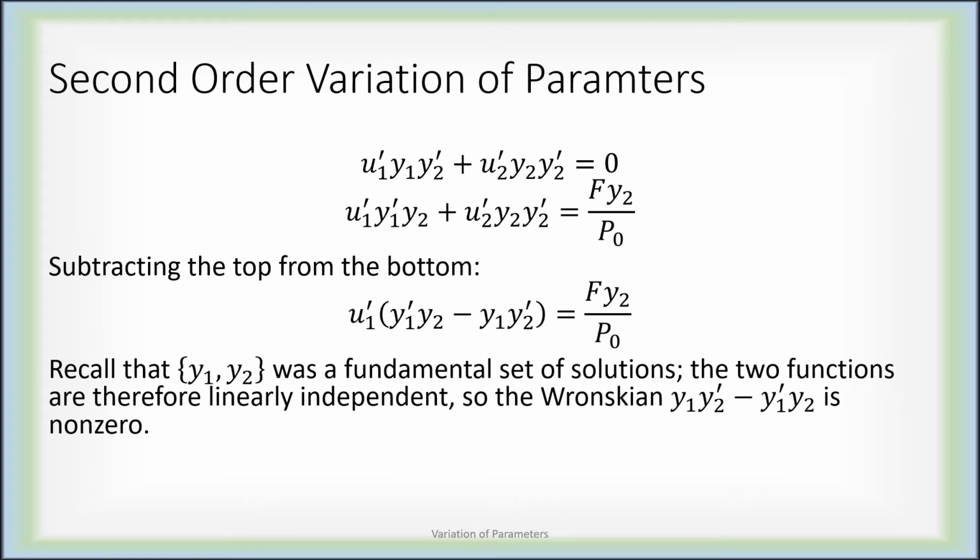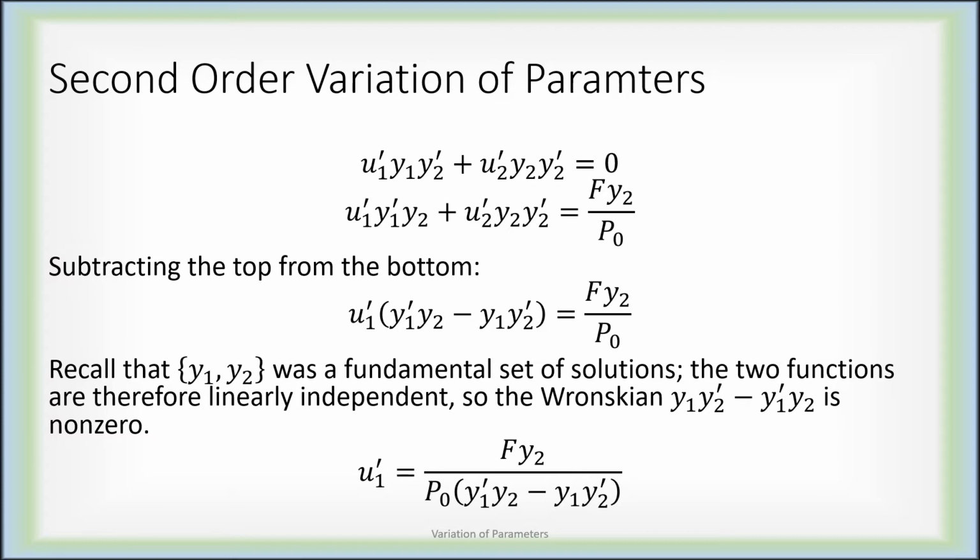Now recall that y1 and y2 is a fundamental set of solutions, meaning that they are linearly independent, so this Wronskian y1 y2 prime minus y1 prime y2 is never 0. And that's exactly what we have here, up to a minus sign. So this is not 0. If it's not 0, we can divide both sides by it. And u1 prime must be f y2 over p naught times the quantity y1 prime y2 minus y1 y2 prime.